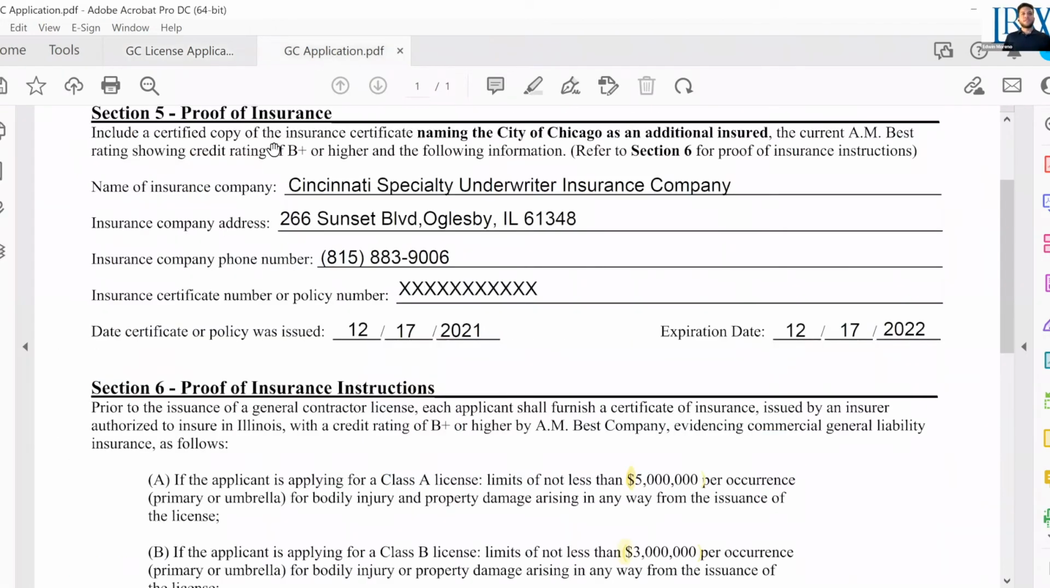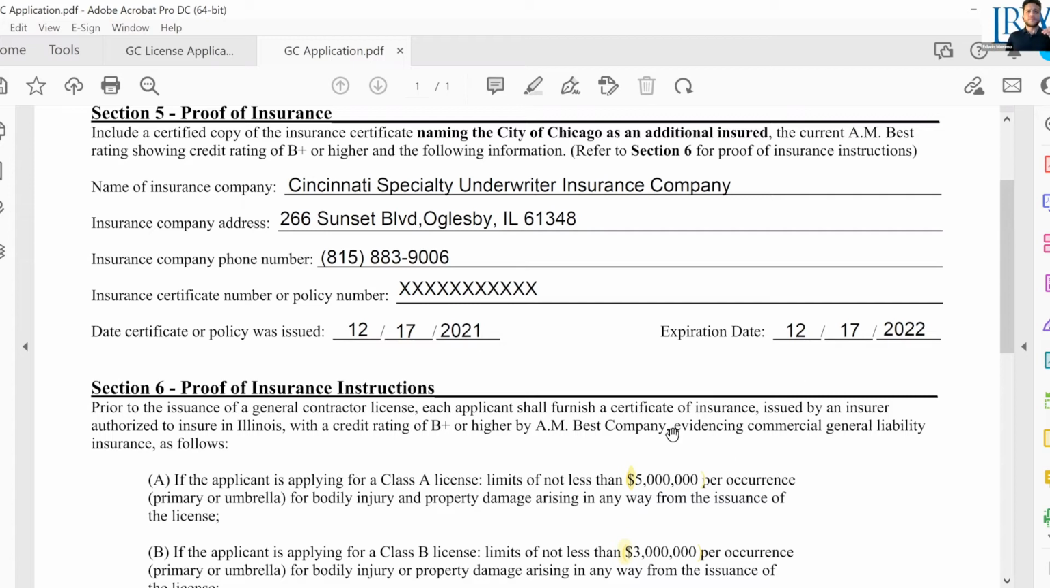This is page 4, and your insurance agent should be able to provide you with the information that's required on page 4. Page 4 asks who the insurance company is that you're insured with, what their address and phone number are, what the policy number is for the policy you got from your insurance agent, and the effective date and expiration date. It should be an annual policy, which is typical for general liability policies for general contractors.